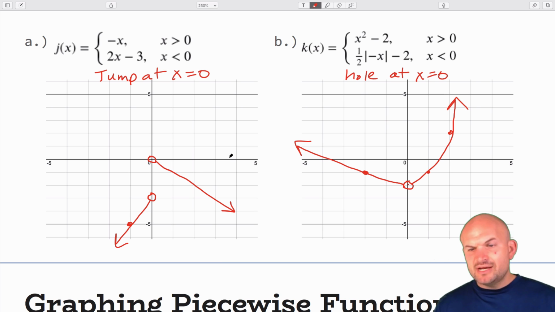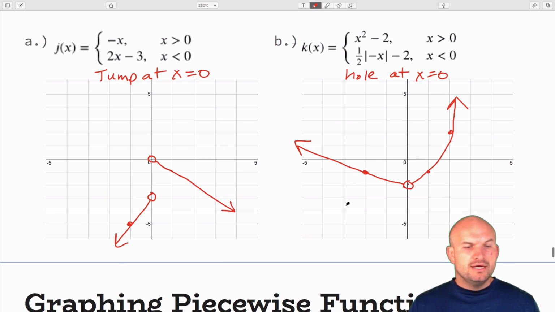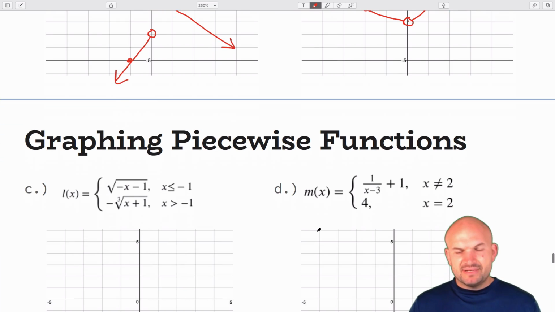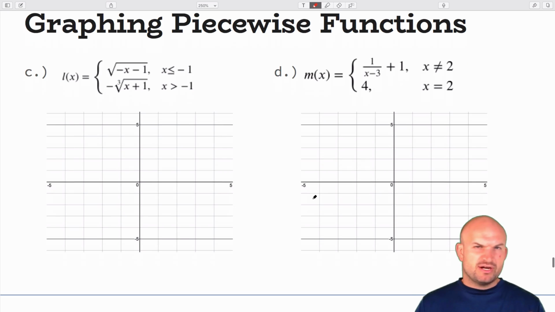All right, and also you should be able to determine the domain and range just by graphing these as well. I'm not going to do that for these because I just want students to focus on the graphing portion, as we've already practiced identifying the domain and range.